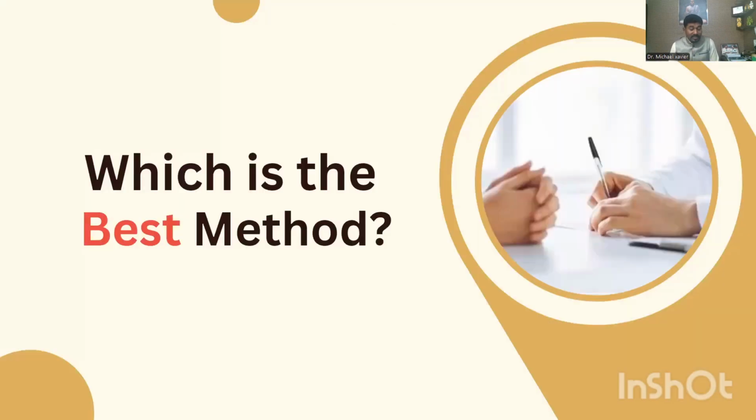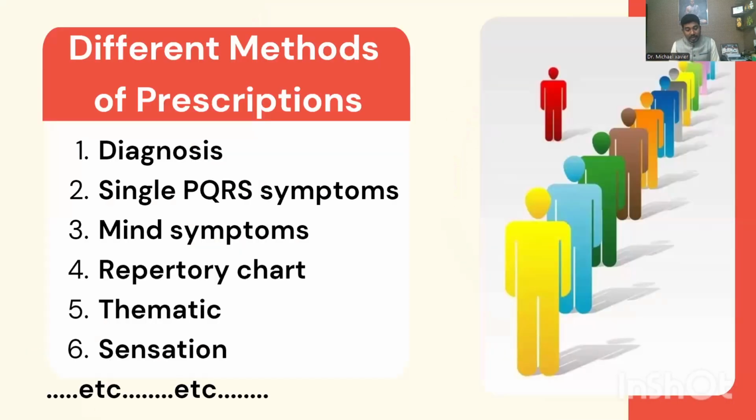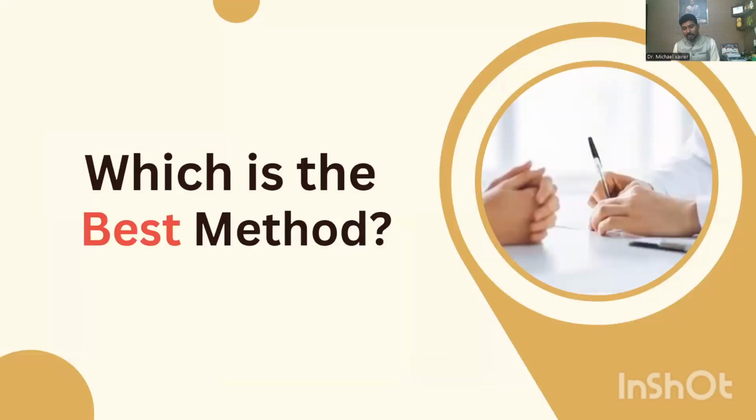Next, which is the best method? Can anyone say which is the best method? Every method is the best method. That's the problem here. I can say the practitioners who are practicing at a diagnostic level, or a single PQRS level, or a repertory level, or any method level, even thematic or sensation level, they have a good practice. Every method is a best method, but I think that a well selected remedy sometimes fails. Why is that, even when all the methods are correct? Every method is giving results, but sometimes we fail. So why?